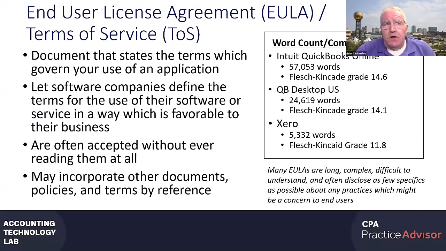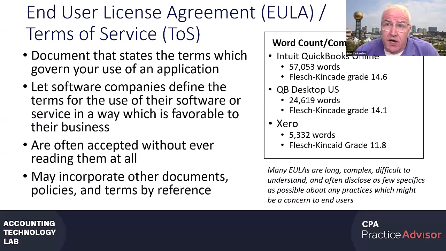These are the terms of your agreement with the software company. The terms are generally written in their favor. They almost always limit their liability. They almost always require binding arbitration and/or state that the place where things are going to get disputed is near their headquarters, as opposed to in your jurisdiction. It lets them define the terms of use for the software in a way that's favorable to them.